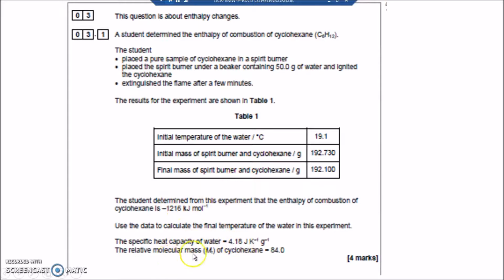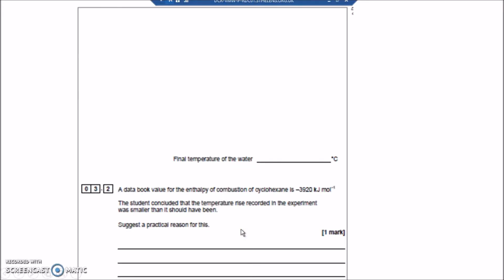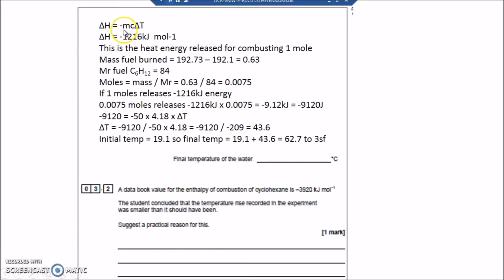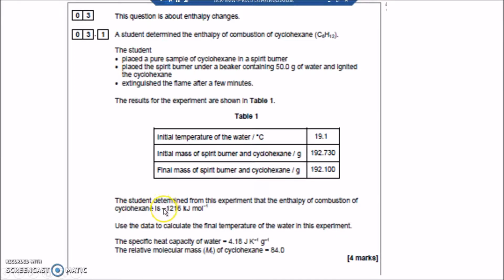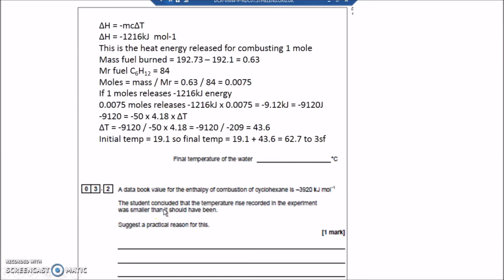We've got the specific heat capacity, and we've got the relative formula mass of the cyclohexane, 84.0. So we're looking immediately at using delta H equals minus mc delta T, or Q equals mc delta T. I always put the minus in and use delta H equals minus MC delta T, because that gives you the enthalpy change, the heat energy released, which should then match the minus value on the enthalpy of combustion, because combustion is an exothermic reaction.